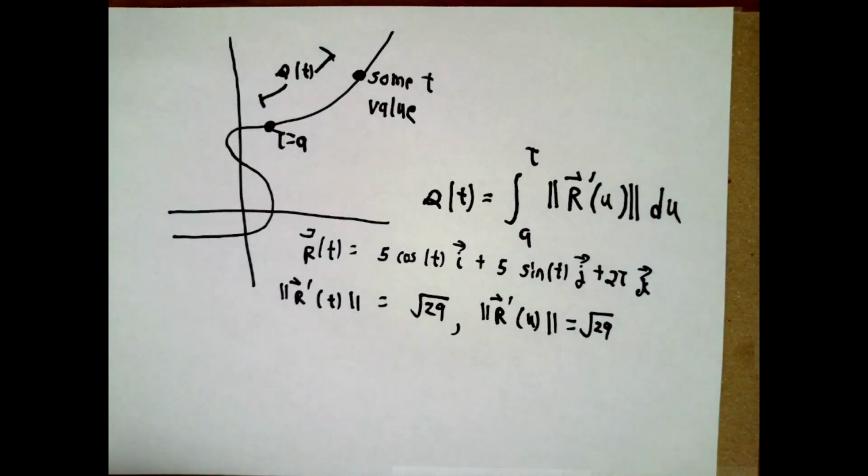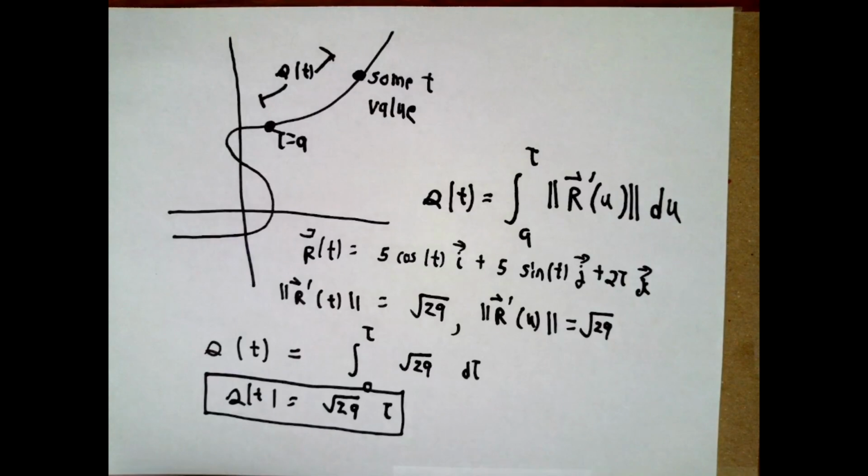When I write r prime here, I'm thinking of r as being a function of t. The u variable takes on values which are values of the t variable, so I don't feel that it's ambiguous to write r prime of u as having magnitude radical 29. That seems like an odd comment, but we'll see why that is in a minute. I'll start integrating at the place where the t value is 0.